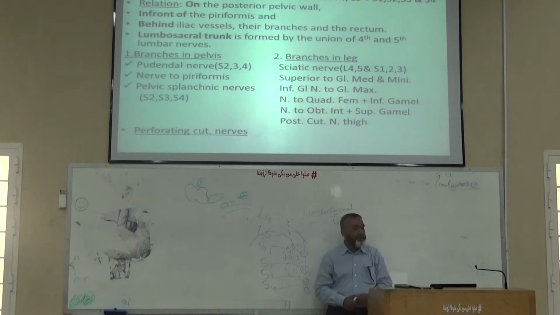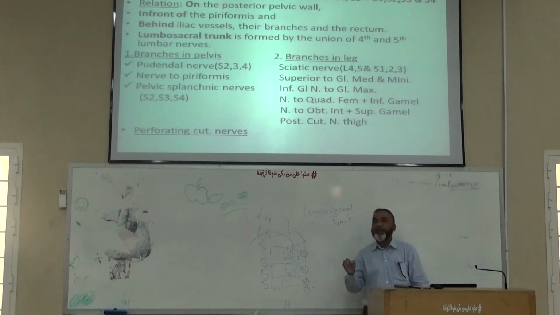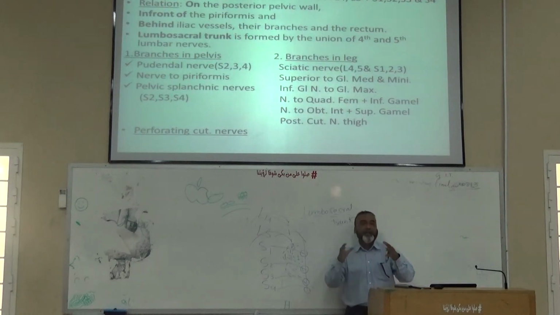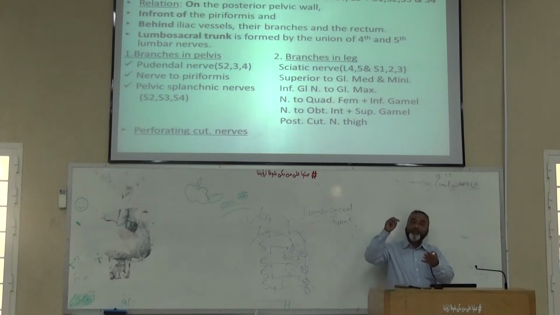Next, the third one is the pelvic splanchnic nerves. Pelvic splanchnic nerves have the root value S2, S3, and S4, and as their name indicates, they are the branches formed by these three sacral ventral rami. They supply the viscera of the pelvic cavity. So these are the branches which supply the pelvic walls or the pelvic viscera.